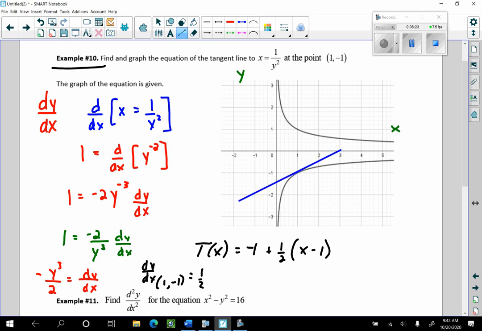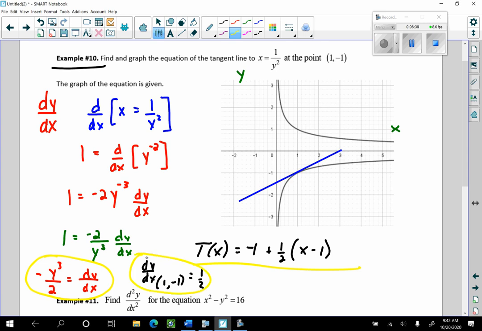That's a nice tangent line, because that tangent line goes up 1 over 2. Alrighty, so I have the equation of the tangent line. I have dy/dx. I evaluated dy/dx at the point (1, -1). I plotted the tangent line at (1, -1), and that was the solution to the problem.